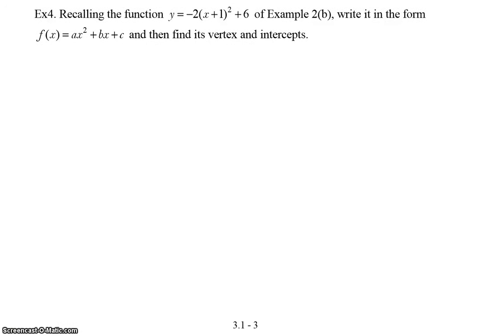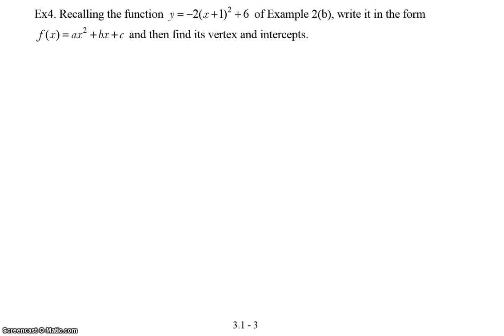So to illustrate the use of the vertex formula, let's look at example 4, which actually takes us back to a previous example we did. Recall the function y equals -2(x + 1)^2 + 6 of example 2b. Write it in the form f(x) equals ax^2 + bx + c, and then find its vertex and intercepts. Now, we already did this problem previously making use of the standard form, which is the form that the equation is already written in. So this function comes in standard form. So the vertex and intercepts can be determined directly from the standard form. And it's not necessary to use the vertex formula in this situation.